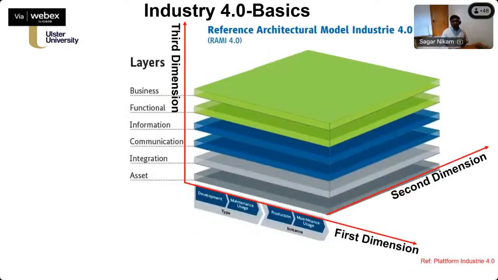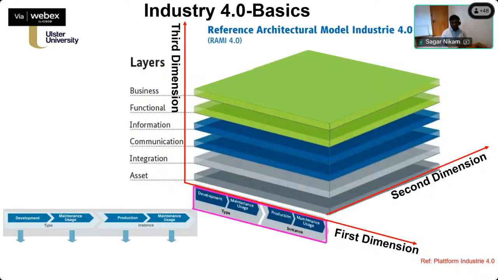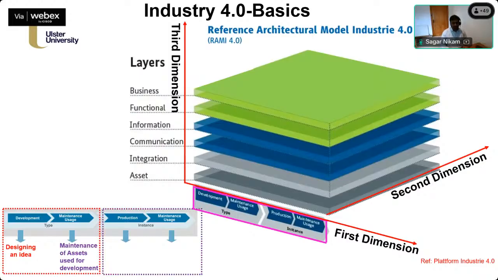When we look at the Industry 4.0 basics, it is understood to have three different dimensions. The first dimension is about development. We divide the first dimension into two: type and instance. Type is development and management usage, and the instance is production and maintenance usage. Development is the designing of an idea, and maintenance usage is maintaining assets used for development purposes.